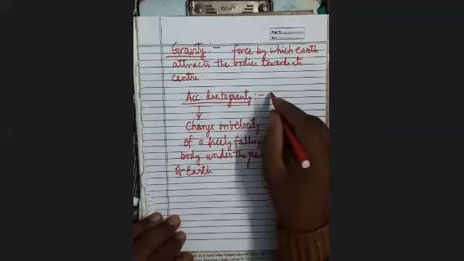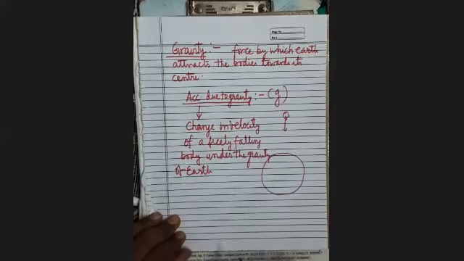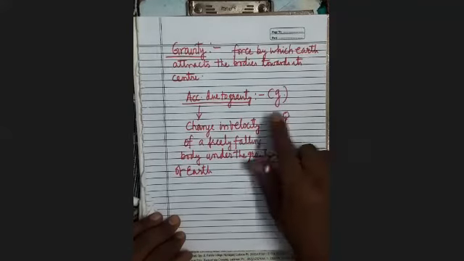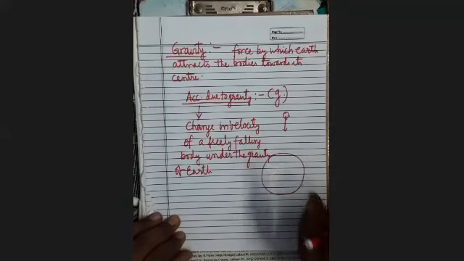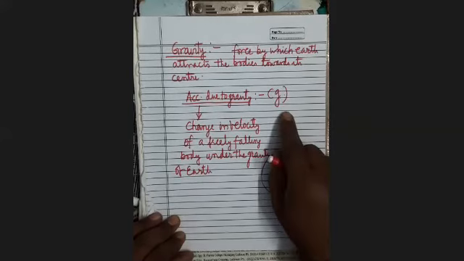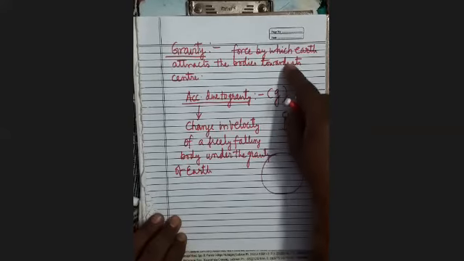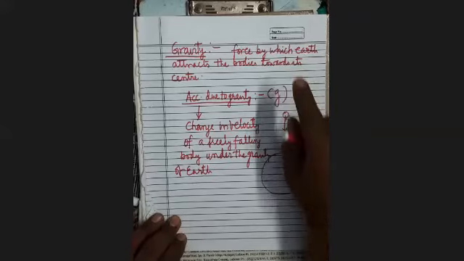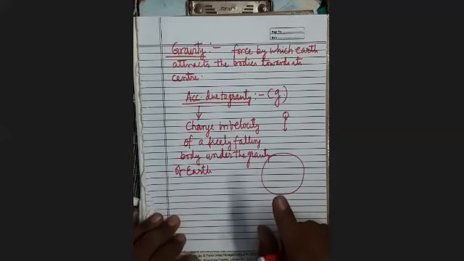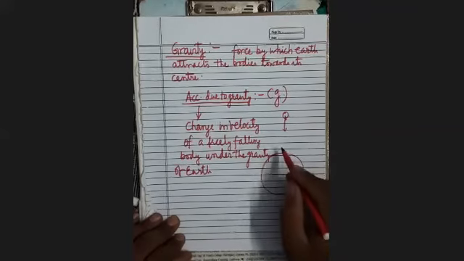Uniform means the acceleration due to gravity, which we represent by the symbol g, has a uniform value around the earth. But actually we will find later in the same chapter that the value of g is uniform only up to certain kilometers from the earth's surface. If you go indefinitely high, what will happen? The value of g will change. It's clear.